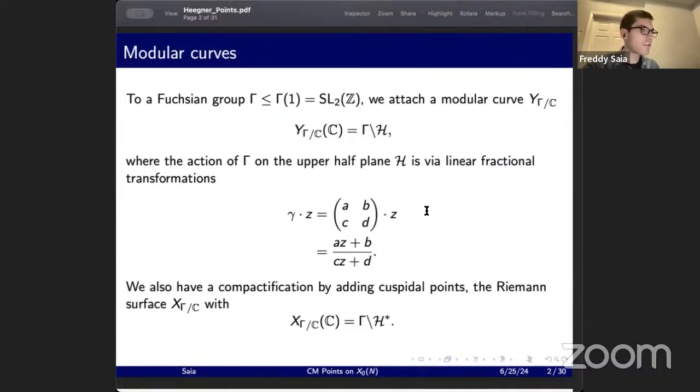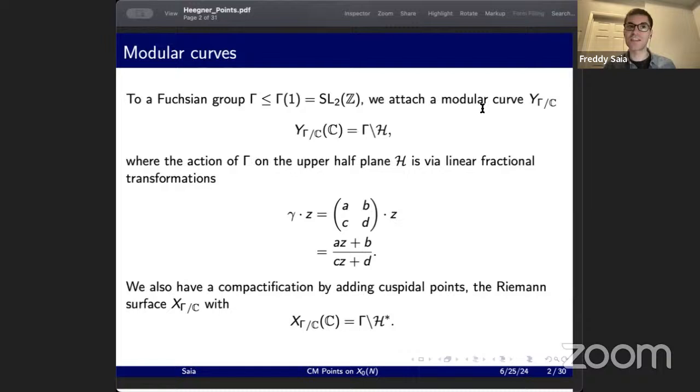So to start out, if we're going to talk about CM points, I need to talk about modular curves. People always say that mathematicians don't really mind being told things they already know. In fact, a lot of people like it. So I assume a lot of the beginnings here will be things that the experts already know, but okay, here it is. If we have a Fuchsian group, so some finite index subgroup of the full modular group, which I'm calling Gamma(1), just SL2(Z), we attach a modular curve to it.